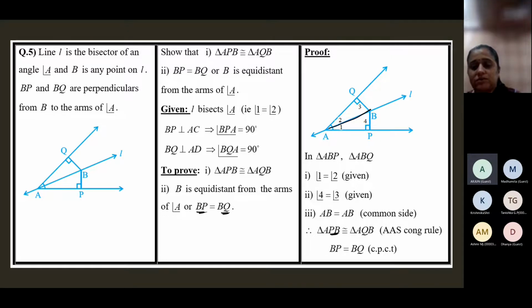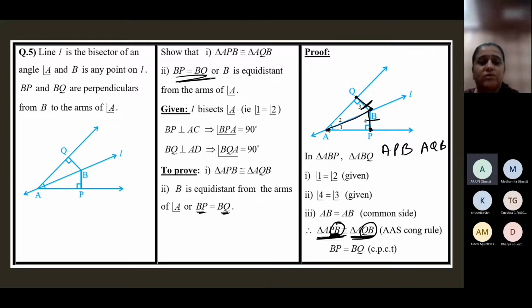How do you name the triangle? If you say APB, A goes with A only in the other triangle, and P goes with Q. So triangle APB and triangle AQB. So you can see here, PB is equal to QB. That's what we had to prove.